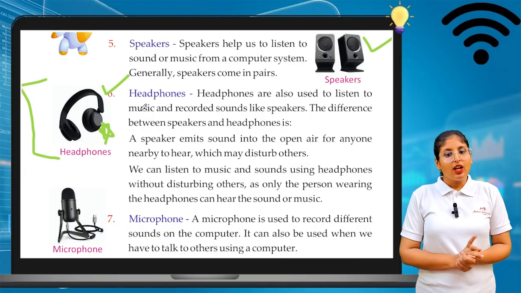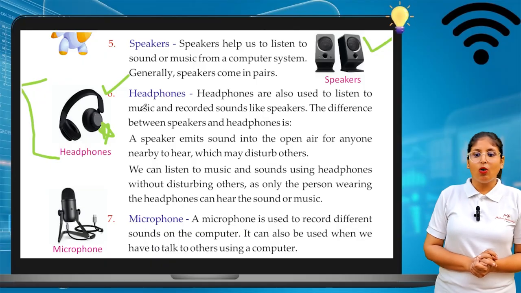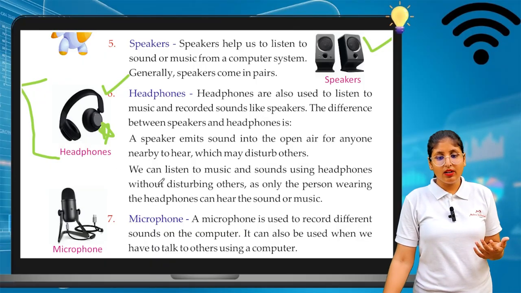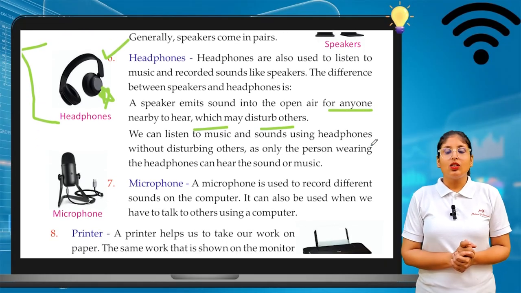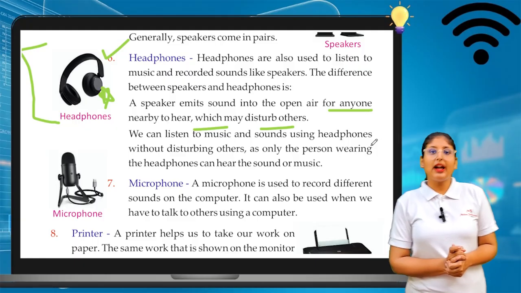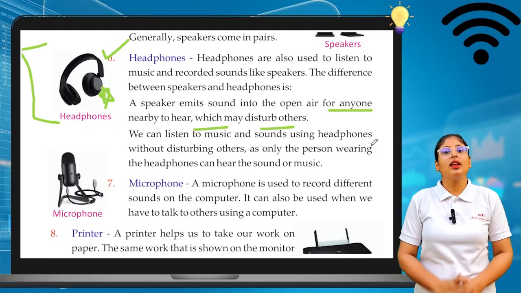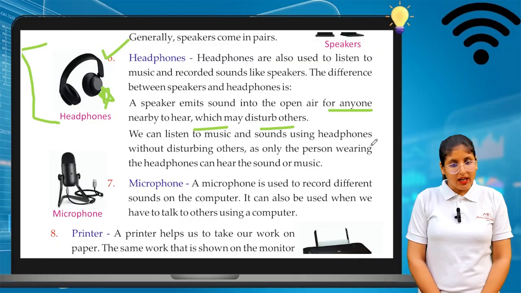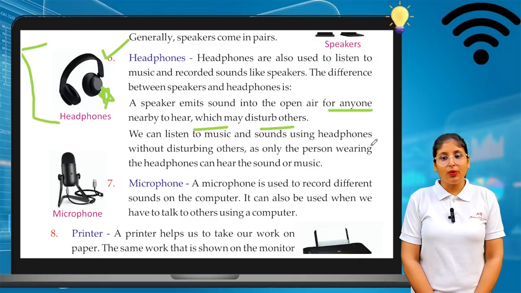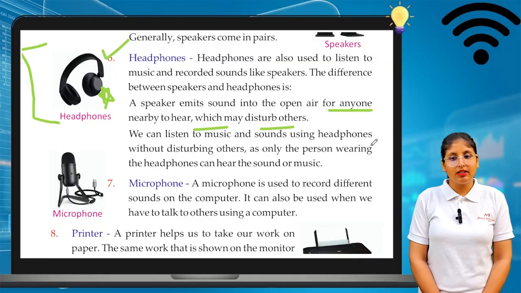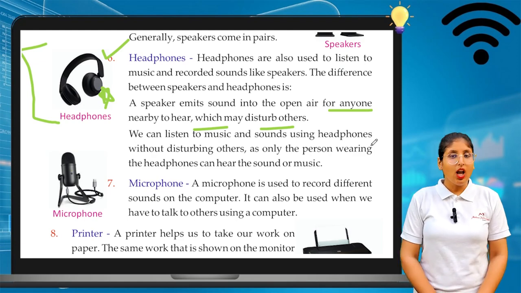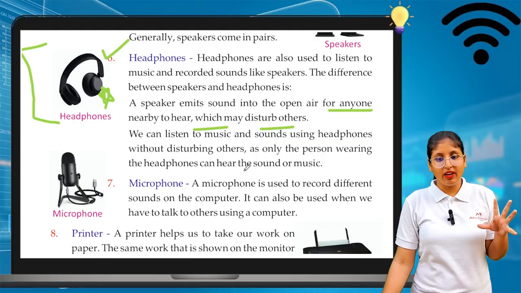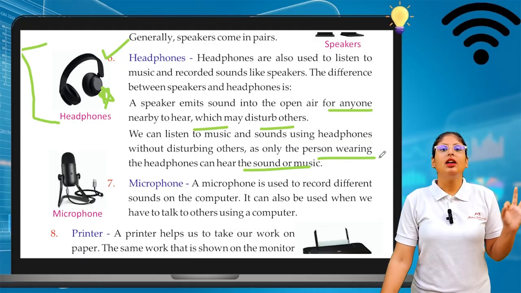So a speaker emits sound into open air for everyone nearby to hear, which can disturb others also. If you switch on music on a speaker, it might disturb others, because everyone can hear that music. But if you want to listen to music without disturbing others, use a headphone, as only the person wearing the headphone can hear the sound or music.